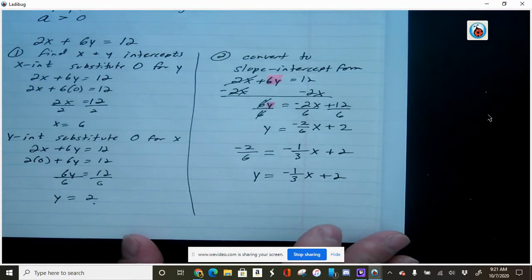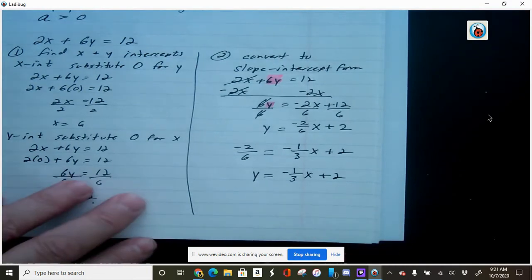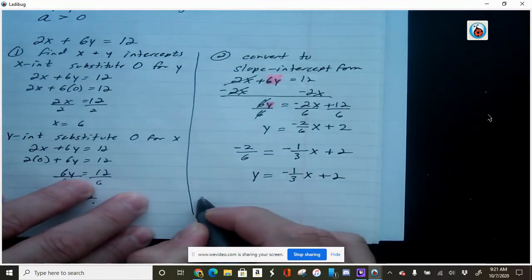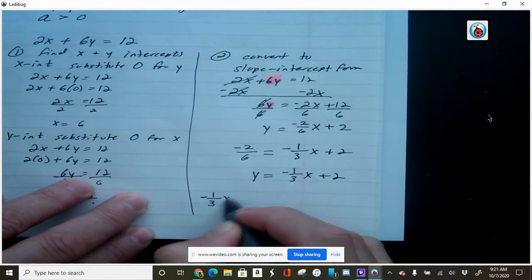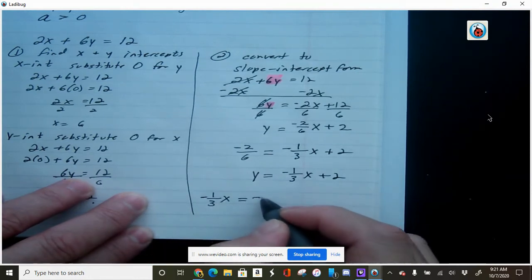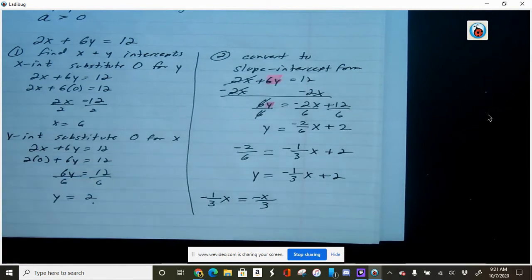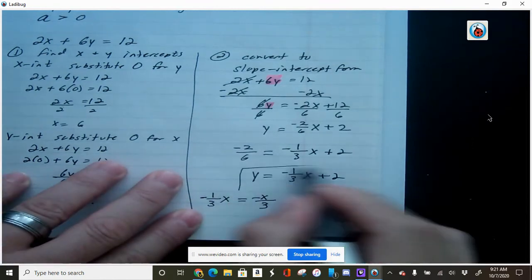I will go ahead and say that you sometimes will see this written like this. They're both the same thing, with the x up top in the numerator. All right, so just be familiar with that. So let's go ahead and graph negative 1/3 x plus 2.